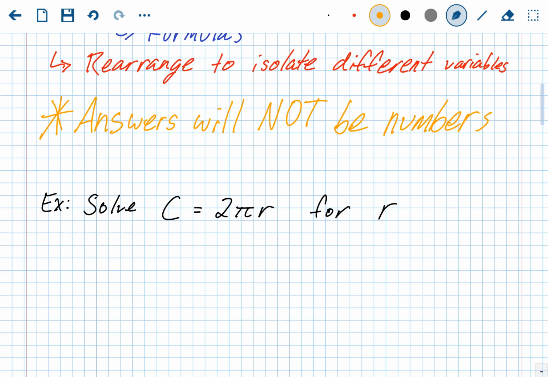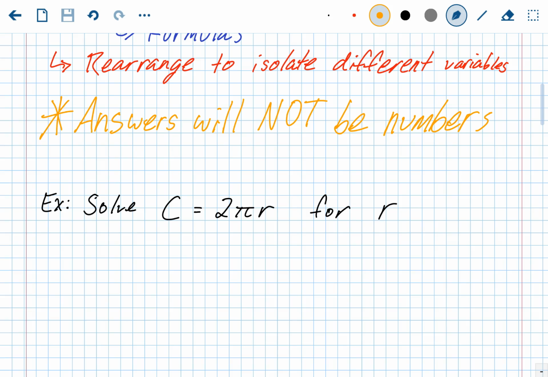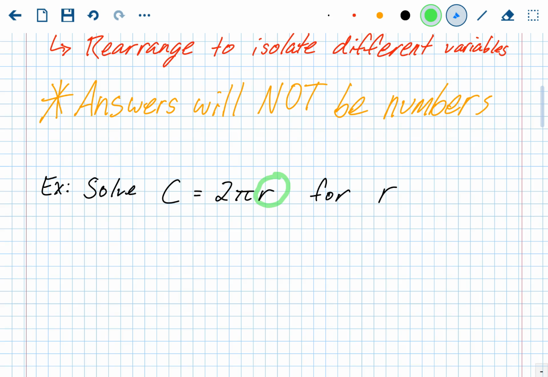All right, so our first example is the circumference formula. C, circumference, equals 2 pi r, okay, r being the radius. Now for all of these, the problem will tell you what variable to solve for. So in this case, C equals 2 pi r for r. So we're going to be solving for r. First thing we'll have to do is identify where r is. And then we're going to have to figure out what we can do to get that r by itself.